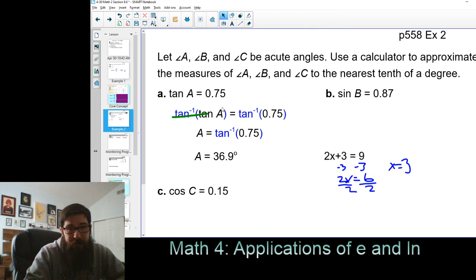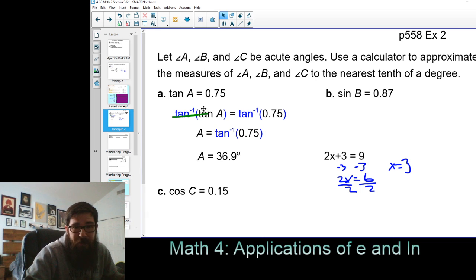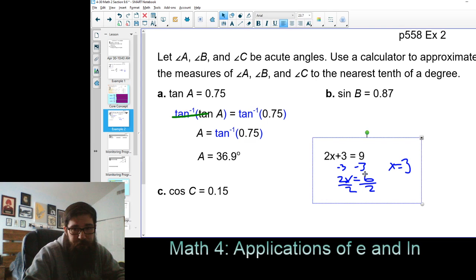Now, this very first step I showed where I'm doing the inverse tangent of A equals the inverse tangent of 0.75, most people like to skip that, and that's fine. I want to showcase where it is. I'm going to basically do it for this page, and then after this, I'm not going to do that step anymore. That's really what's happening, but it basically just moves the tangent to the other side, but with an inverse instead, okay? So, let's try this guy.